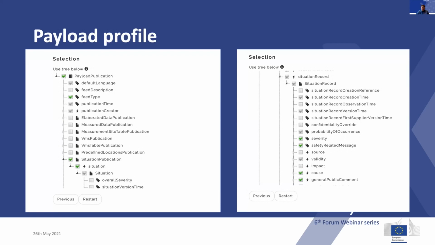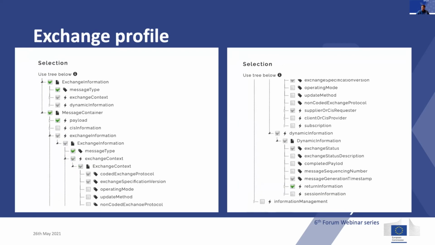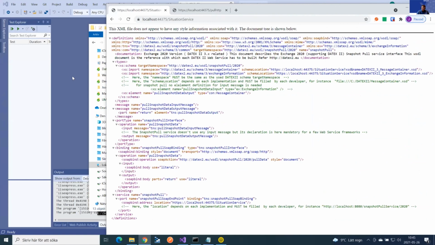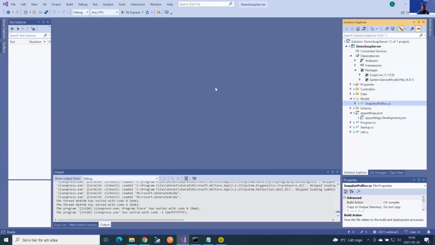And just some short information about the profile that I'm going to use. I'm going to show you, but it's a situation publication profile for the payload, and for Exchange I made what I need for a snapshot pull, which isn't that much actually. Now I'm going to show the code.